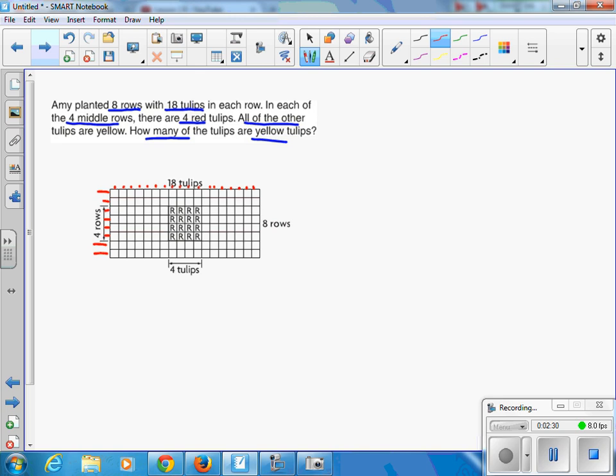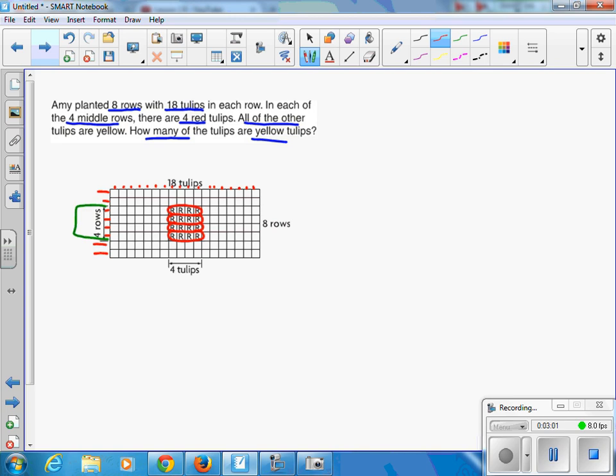Now the next section says, in each of the 4 middle rows, so look at this, they look at the 4 middle rows right here. There are 4 red tulips, so they mark it with R's. 4 red tulips in each, let me put it in red, right? 4 in each one of the 4 middle ones. So this is my second, this is my third, and this is my 4th middle row. Those are the red tulips.